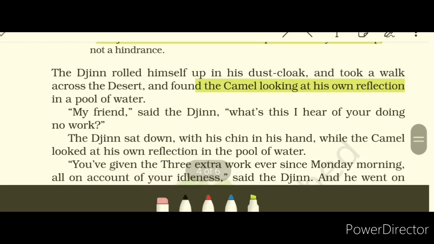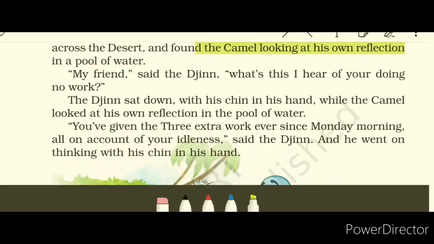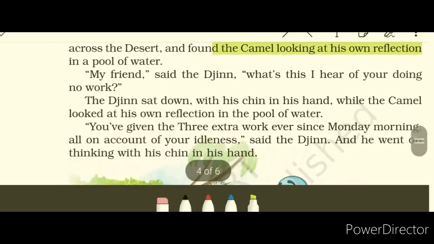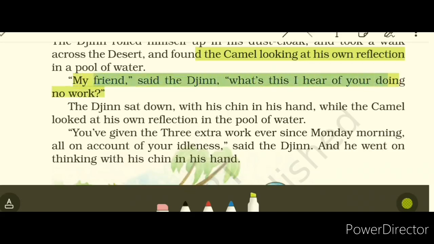So now, what happened? As the jinn rolls himself up in his dust cloak and takes a walk across the desert, he finds the camel in a pool of water, admiring his own reflection. Now the jinn approaches and says, "My friend, what's this I hear of you doing no walk? What is wrong with you? The other animals have been complaining about your idleness, your laziness. Whenever they approach, you turn down their offer of walking along with them. This is not how it's supposed to be."